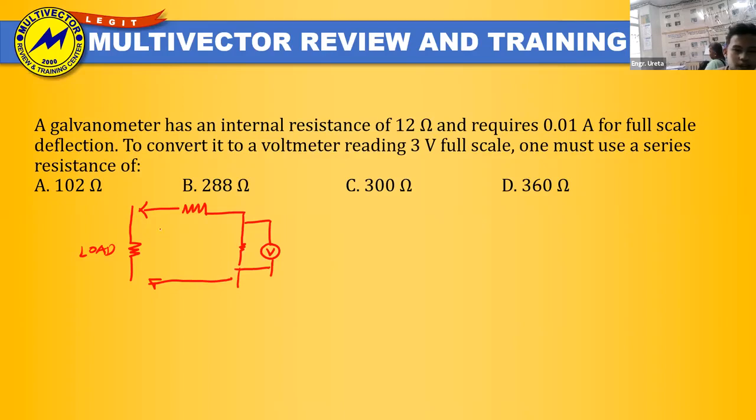Okay, ngayon, may full-scale deflection current kayo dito, IFSD. And meron din kayong voltage full-scale deflection dito. Para ma-compute natin to, ohms law lang siya. The full-scale deflection current is just equal to the voltage full-scale deflection all over the total resistance, which is the series combination ng ating series resistance and galvanometer resistance, small letter r. So RSE plus small letter r, which is the galvanometer resistance.